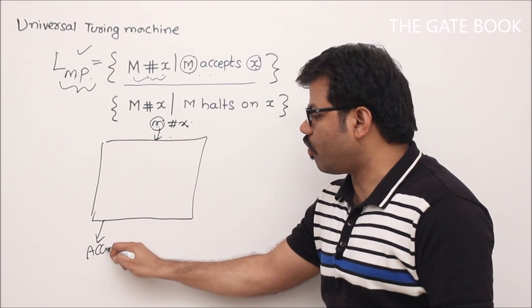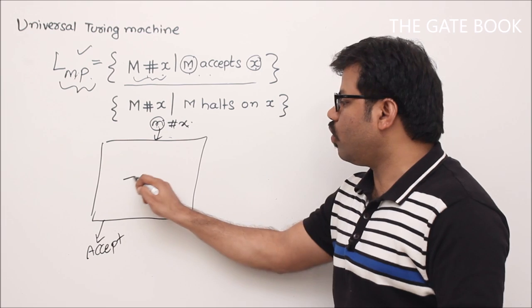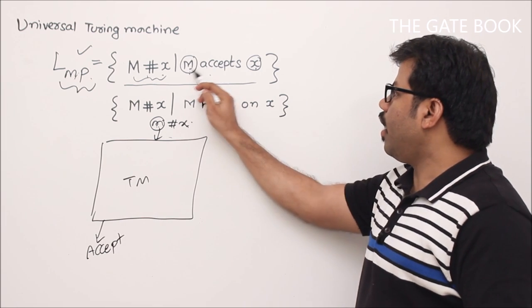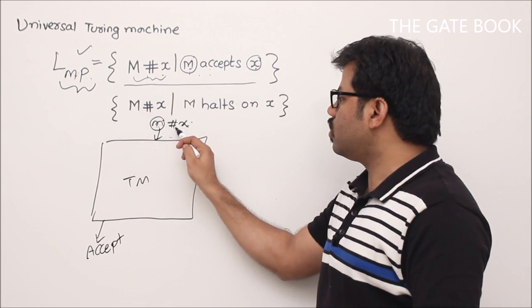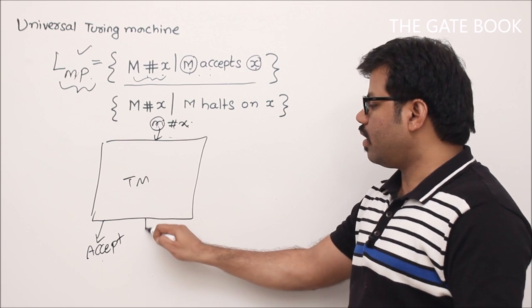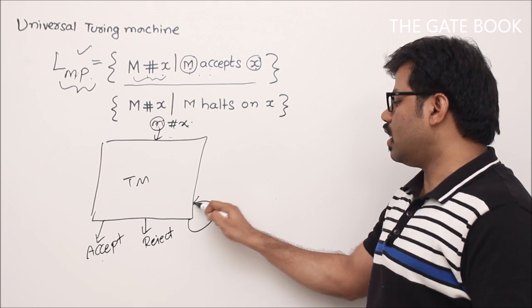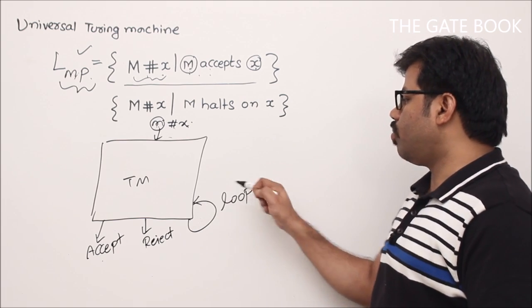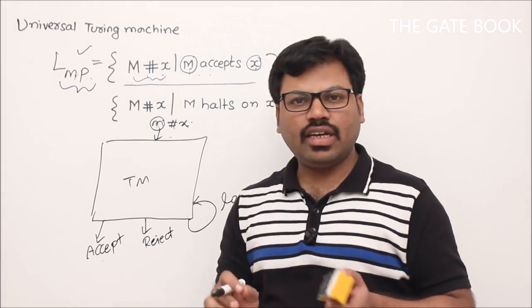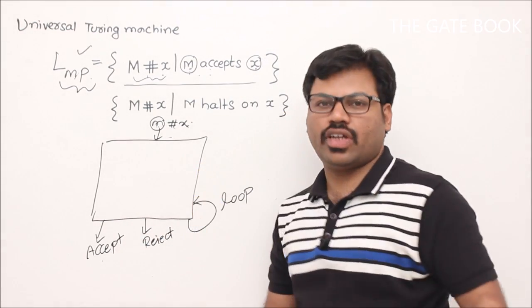First I am writing the requirement, correct? What kind of Turing machine do you want? If M accepts X, then M hash X should be accepted, and for anything else, for the remaining inputs, you can reject, otherwise loop, okay? That is a property of a Turing machine. Can we design it? Yes. How do you design it? I will tell you.